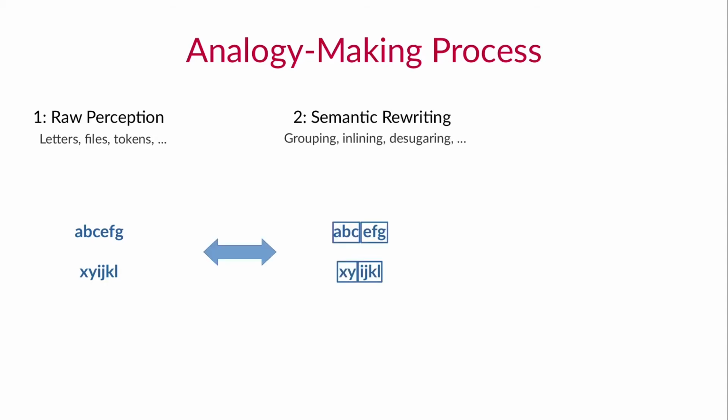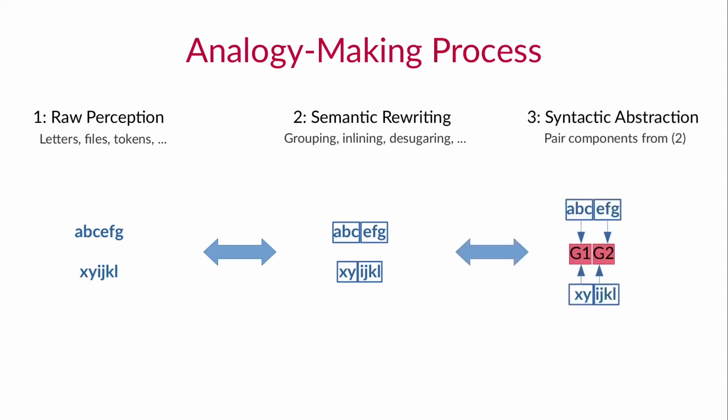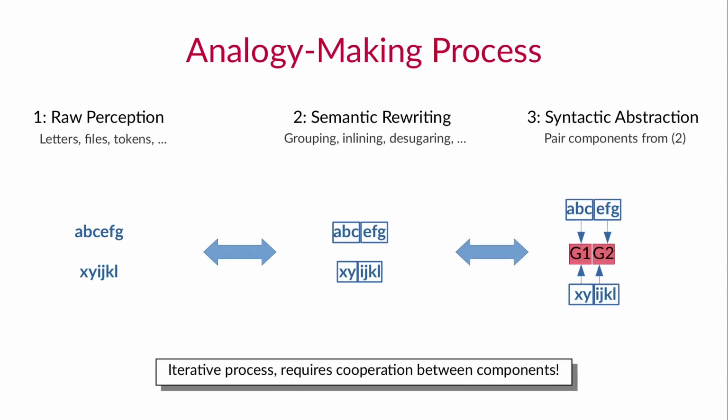The next component implies semantic rewriting, which exposes some semantics of the problem in the syntactic representation itself. For example, we might modify our representation of the 2 letter strings to group together different substrings. The final component performs abstraction, pairing up components from the second step that play similar roles. Importantly, there's not a linear progression through these components. Instead, all 3 need to interact during the process.